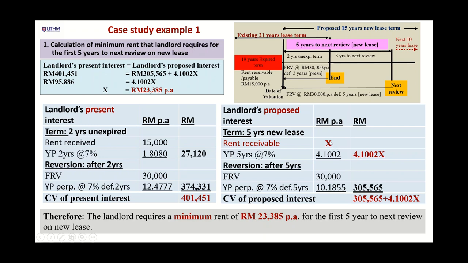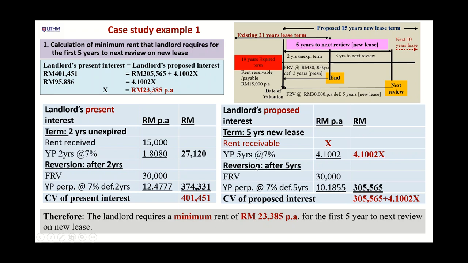So we capitalize this future rent receivable for the next 5 years to the next review by the YP. Five years. Why 5 years? Because of the first 5 years to the next review. So this is the YP 5 years. So this is the amount of the term value of the proposed interest of the landlord for the new lease, based on the first 5 years to the next review.